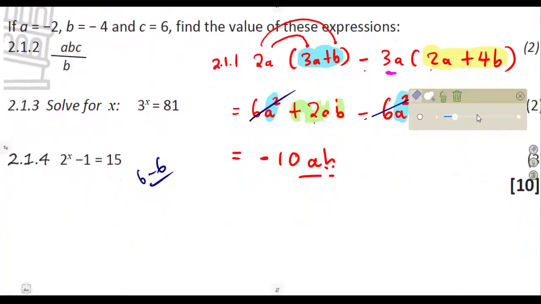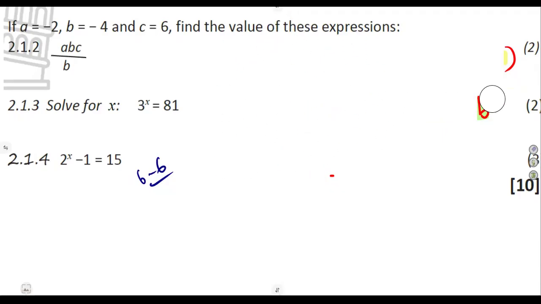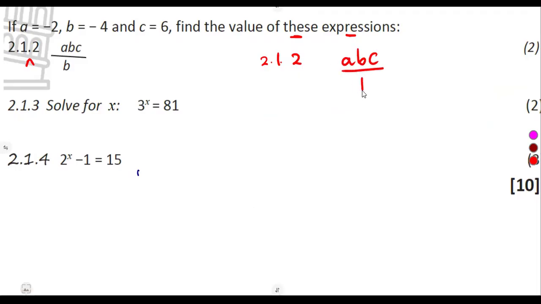All right, so let's consider another question, which is: if a is negative 2, b is negative 4, and c is 6, find the value of these expressions. There's just one, which is this part. All right, so let's substitute, guys. abc over b. We can simply substitute the a given, that's negative 2, times the b, which is negative 4, times the c, which is 6, everything over b. As you can see, it's just the same repetition.